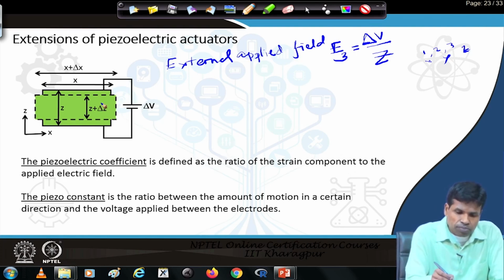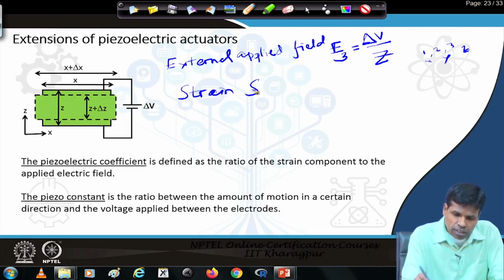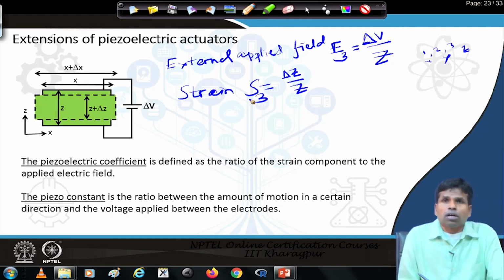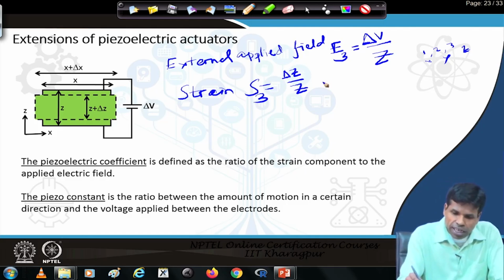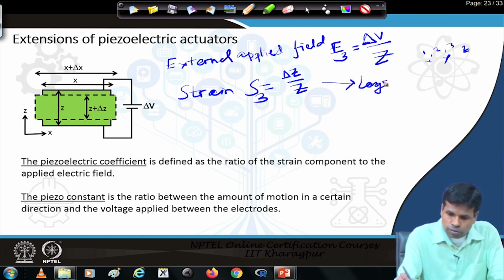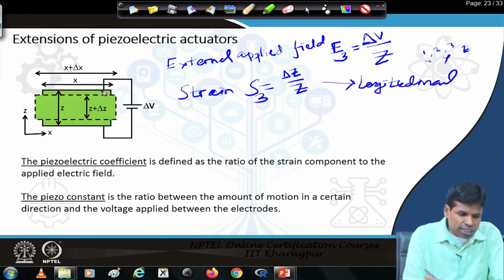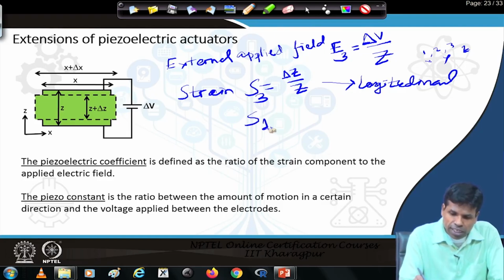So, we can write that the strain developed, strain S, is equal to del Z by Z. In the Z direction, S3 is equal to del Z by Z, this is the longitudinal strain. At the same time, the transverse strain can be written as S1 is equal to del x by x.